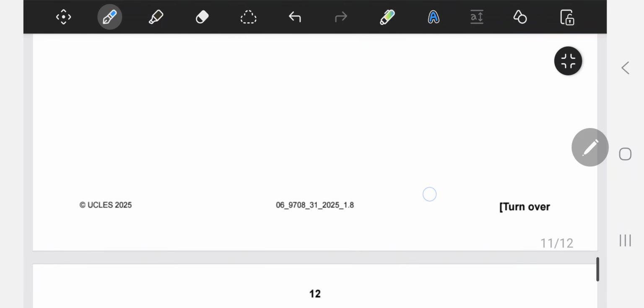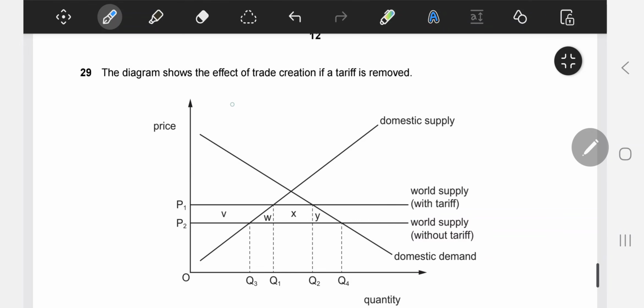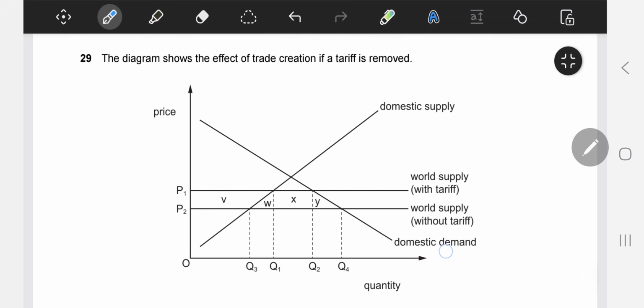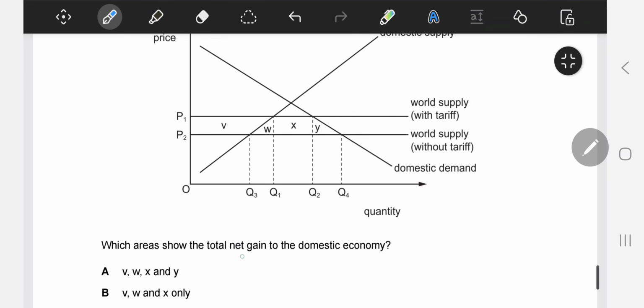Let's do the final two questions. The diagram shows the effect of a trade creation if a tariff is removed. Which area shows the total net gain to the domestic economy? So we know that the total gain is going to be V plus W plus X plus Y. So that's the total gain, but they only want the net gain.